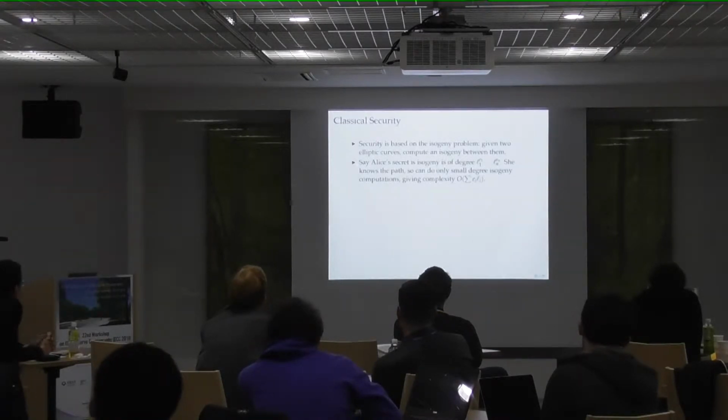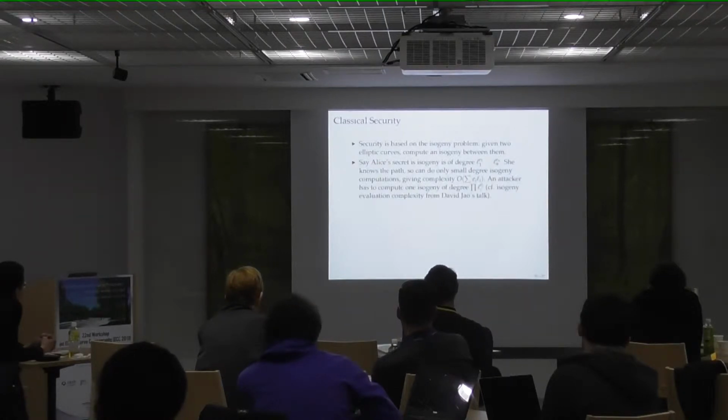Alice's secret is of this degree, so these are the L's from our isogeny graphs. If L1 to the E1, that means she's done E1 steps around the L1 isogeny graph. She knows the path, so she can do only isogeny computations of degree L1 up to Ln. That turns out to be this kind of complexity, which David already covered. But an attacker has to compute one isogeny of a really big degree, because Eve doesn't know how to decompose it.